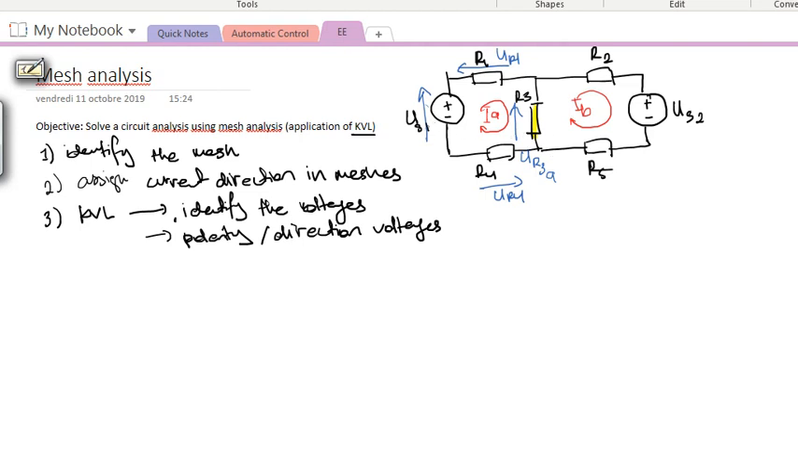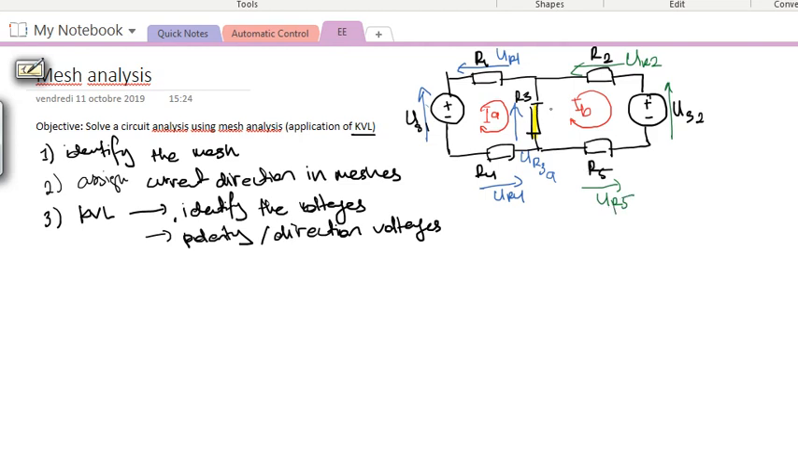So there are three voltages, US1, UR1, UR3A, and UR4, right? So let's go to the second mesh. In the second mesh, the battery and voltage supply already give the direction of its voltage, so it is in this direction. And for R2, UR2 opposes the direction of the current, so this is the direction of UR2. And R5 opposes the direction of the current, so this is the direction of UR5.